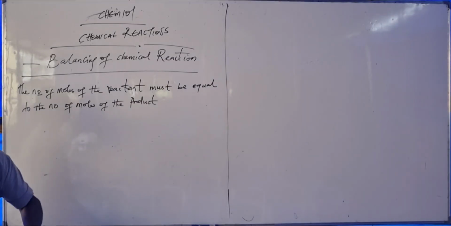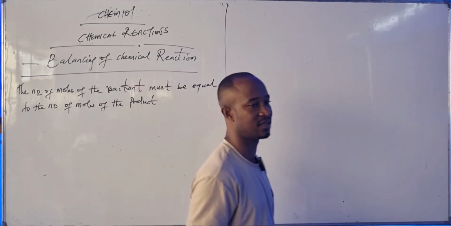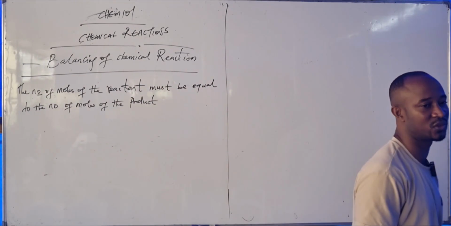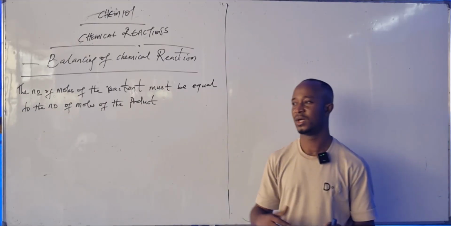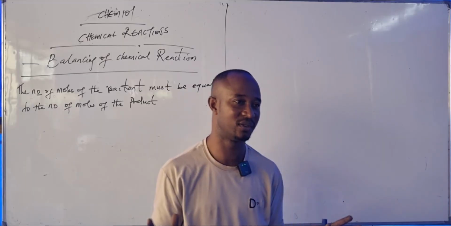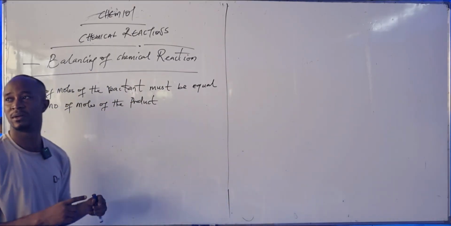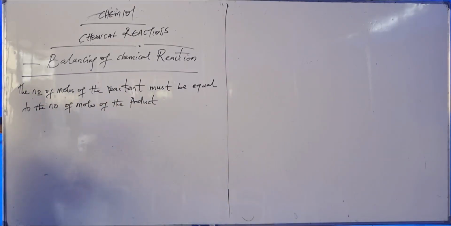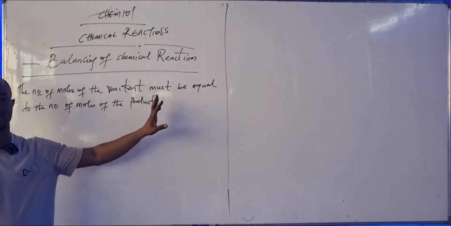The major condition for us to say an equation is balanced is that the moles of the reactant must be equal to what? The moles of the product. Are you getting it now? During chemical reactions, not just the reactants combine, even the moles are combined. So in balancing a chemical reaction, the major consideration is that the moles of the reactant must be the same as that of the product.